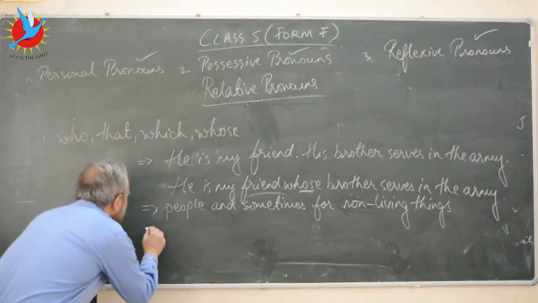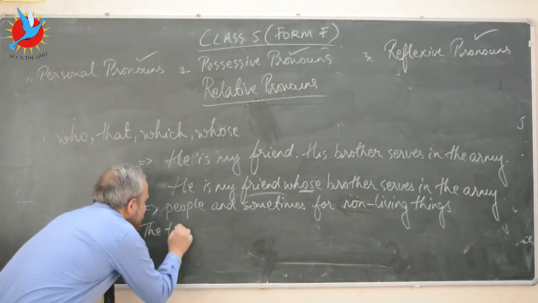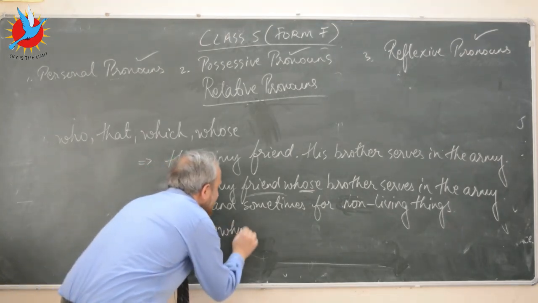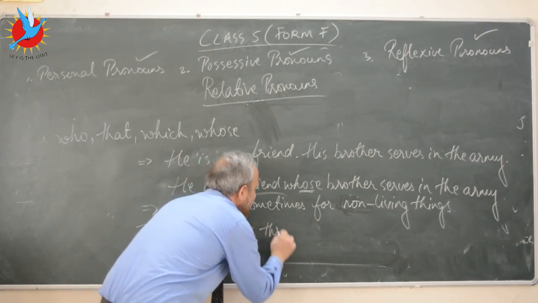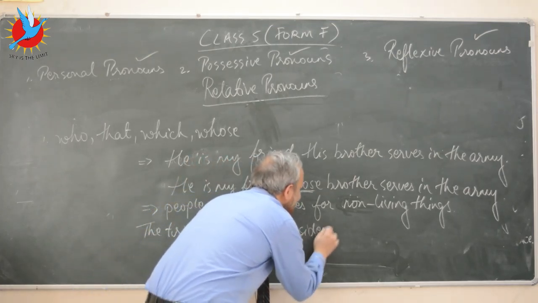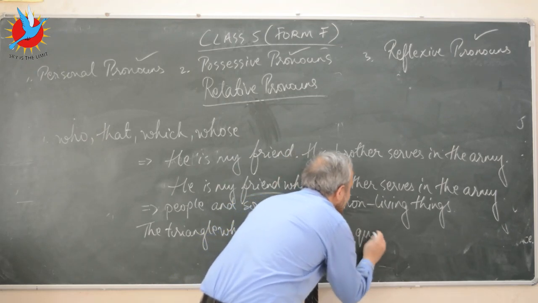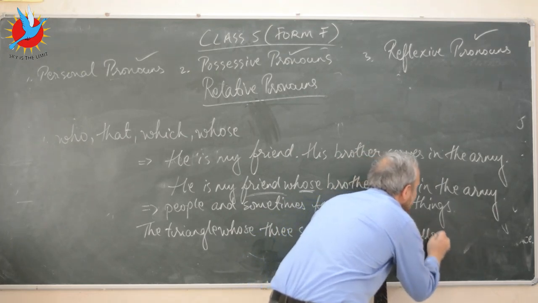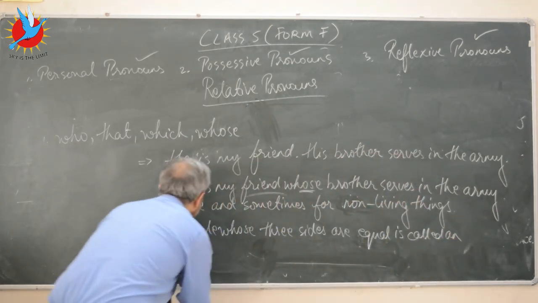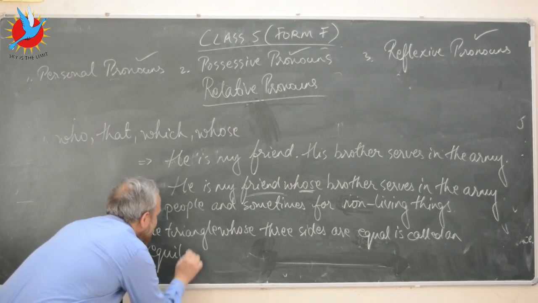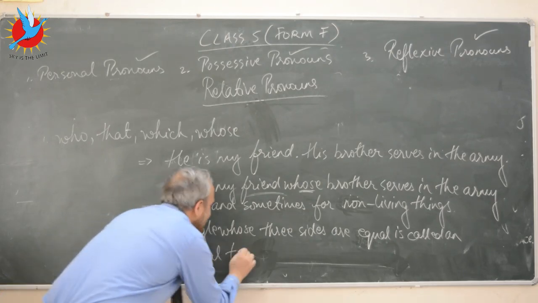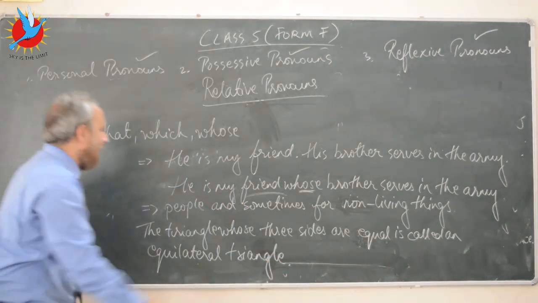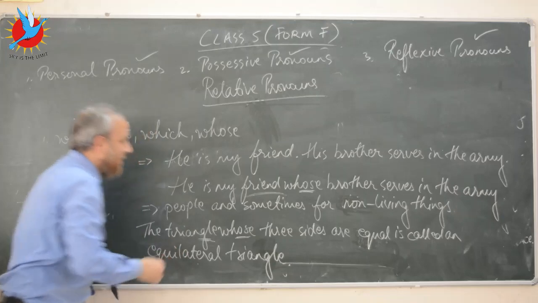Let's say, the triangle whose three sides are equal is called an equilateral triangle. Okay, so I've used whose for a non-living thing here.